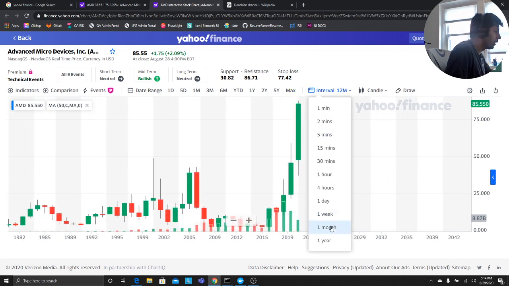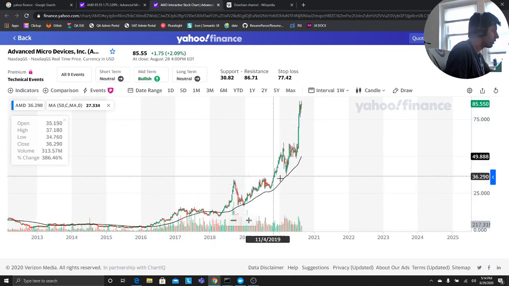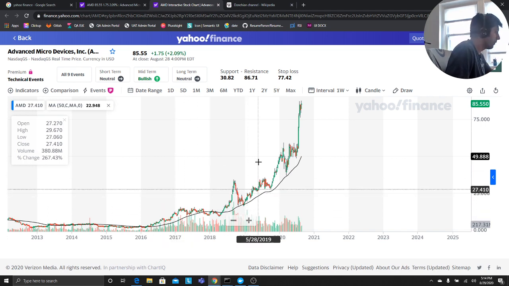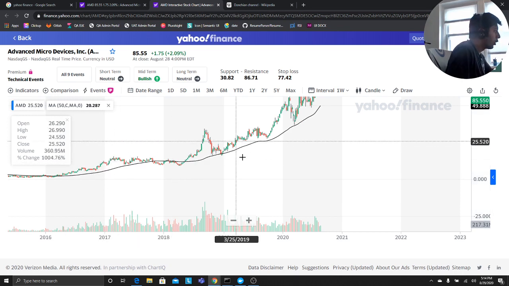Let me make it 1 week. Let me zoom out a little bit. Clearly you can see it's an uptrend stock, right? AMD is pretty popular, it's semiconductor stuff. One thing you should look for is to always make sure the stock price is following the moving average.